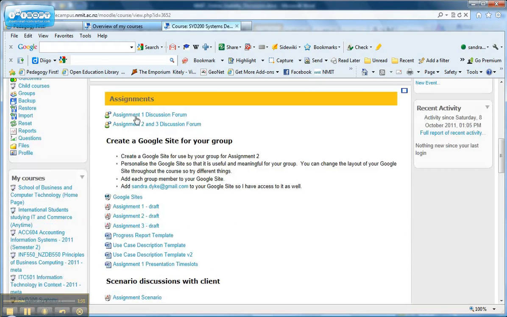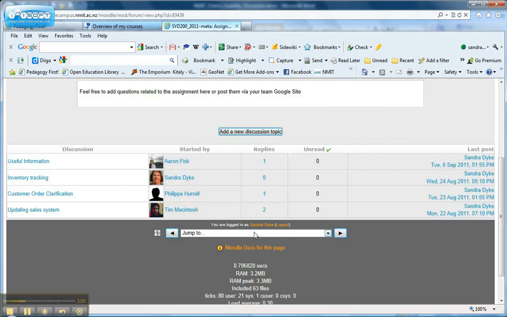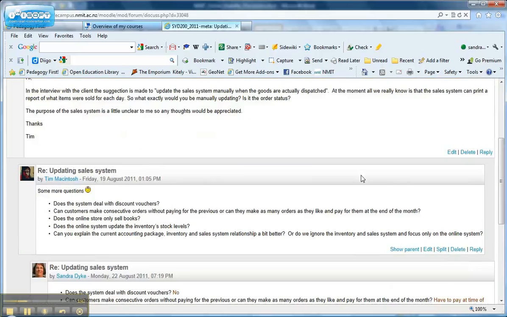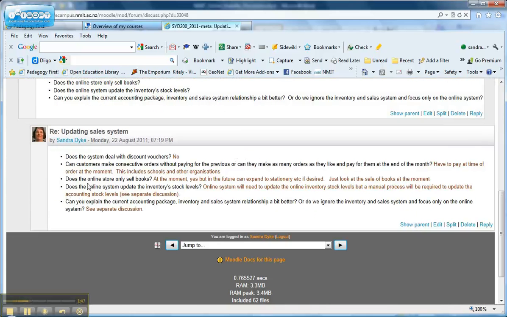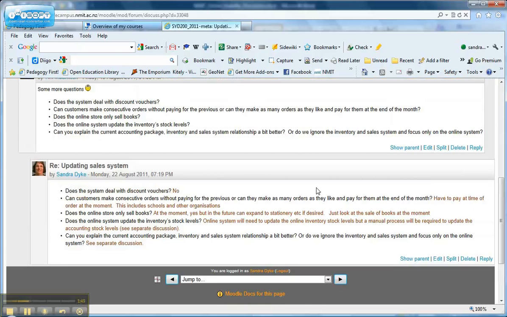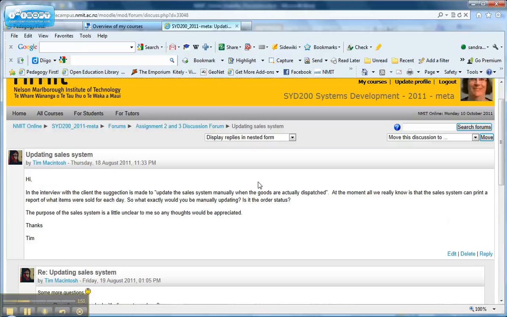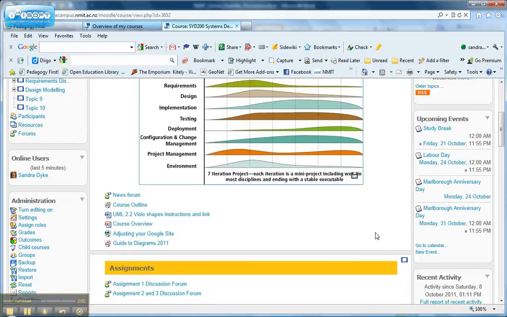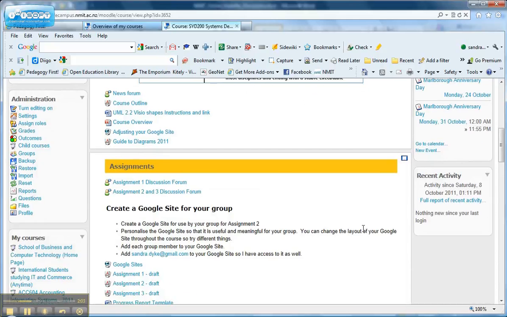I also run discussion forums so that students can put questions into the discussion forum and I can answer them, and then all students have access to this. So here somebody's asked a question and then they've asked something else, and then I've come back and put a reply so that everybody can see what's happening. That way all students get the same information. This course includes group work and individual work, so it's important, particularly for the group work, that all the groups have the same base information.